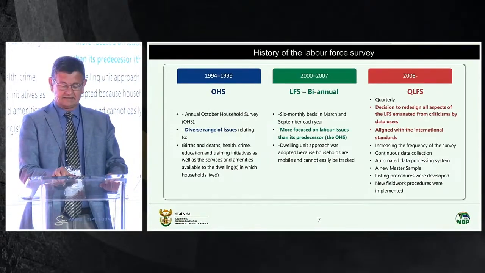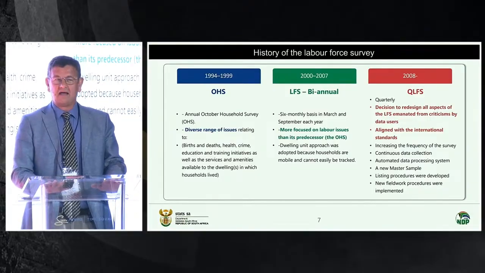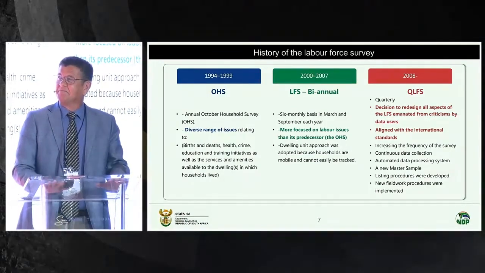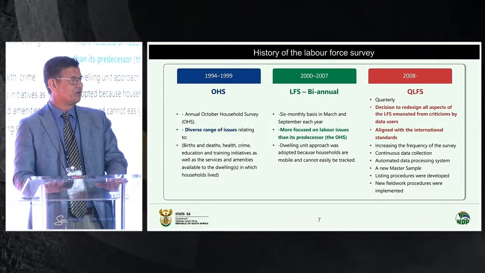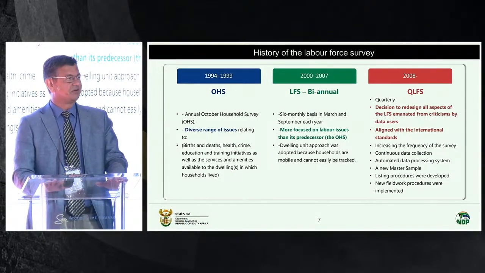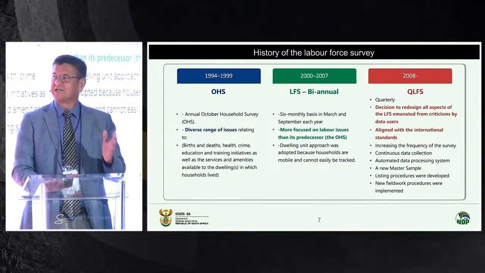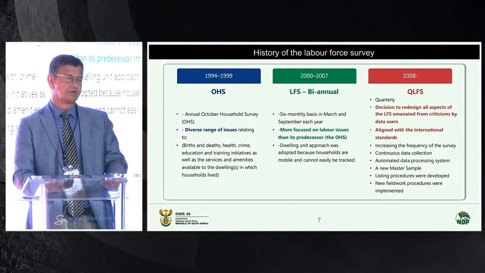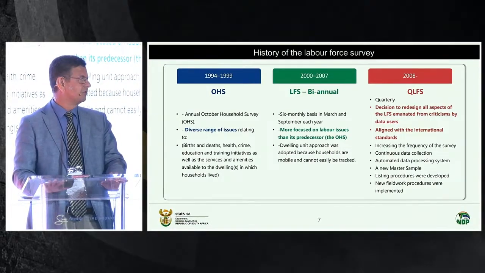Having said that, this slide gives us a bit of a history of the Quarterly Labour Force Survey as it is known now. But before many of you in the audience were born, in 1994 we had something called the October Household Survey. Not a very imaginative name, but it was a household survey that we conducted every October. And the idea was to measure service delivery, and as part of that, we also asked questions on employment. After having done the OHS for a few years, we thought, well, maybe we should measure labor a little bit more frequently than just on an annual basis.